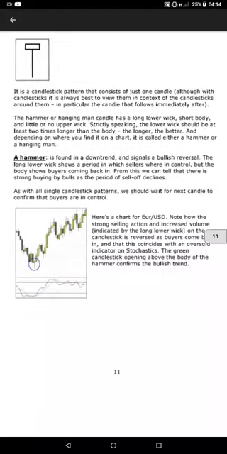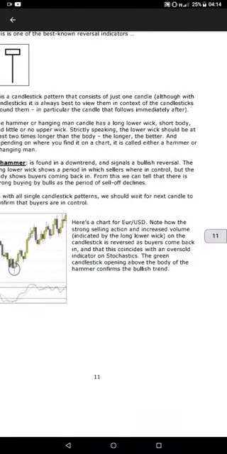As you can see, here's a chart from EUR/USD. Note the strong selling action and increased volume indicated by the long lower wick on the candlestick. It reversed as buyers came back in, and this coincides with an oversold reading on the stochastics. The green candlestick opening above the body of the hammer confirms the bullish trend.